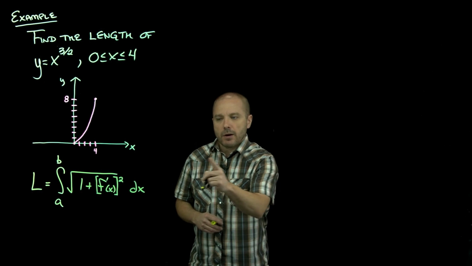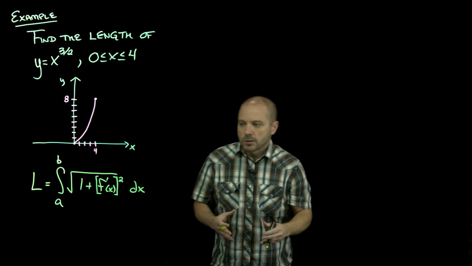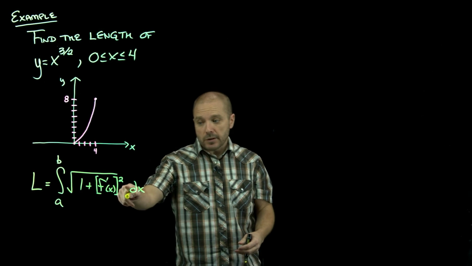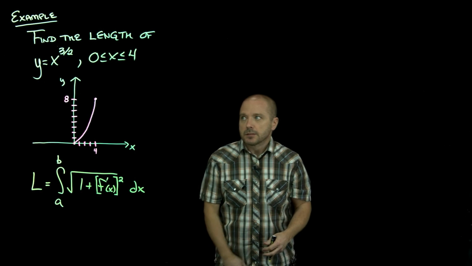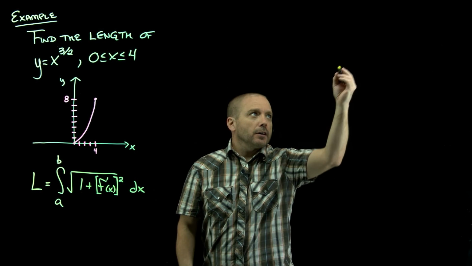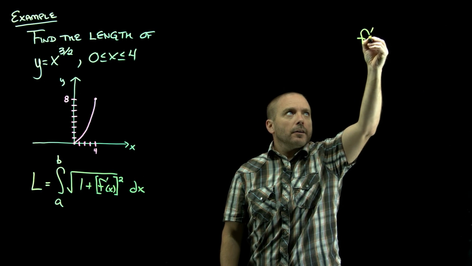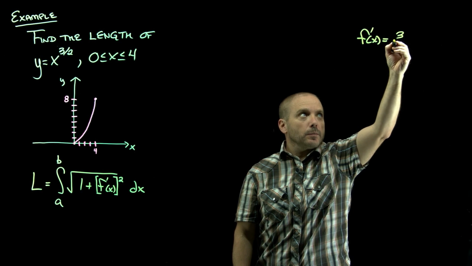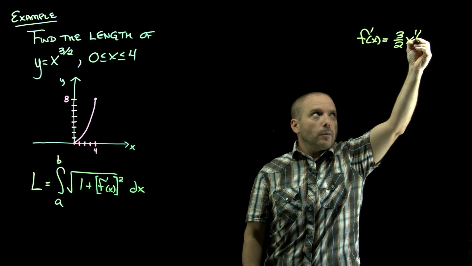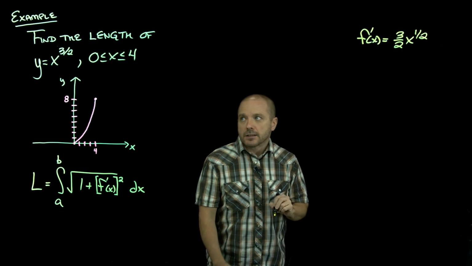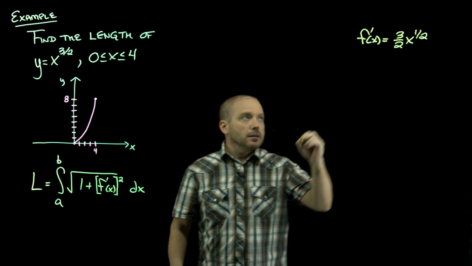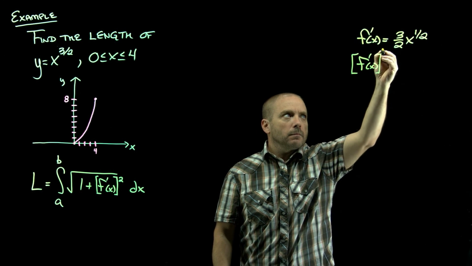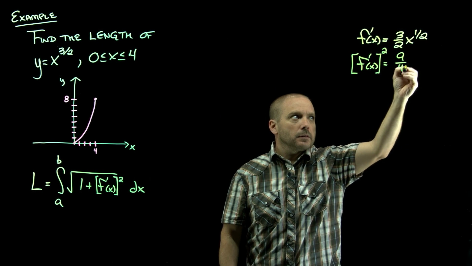So first we're going to have to figure out what is the derivative of our function, square it, and put it in this formula. I like to just go ahead and do this part separately and then put that into the formula. So here's our function. Let's figure out what our derivative is first. So power rule there. 3/2 comes down. Lower the degree by 1. So 3/2 x to the half. And then we want that squared. So 9/4 x.